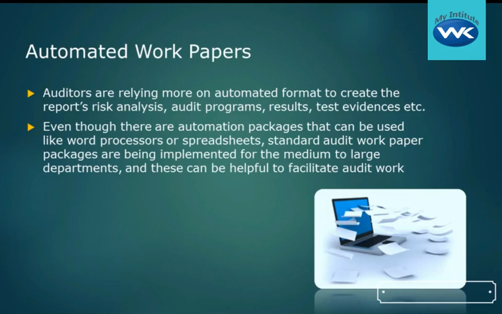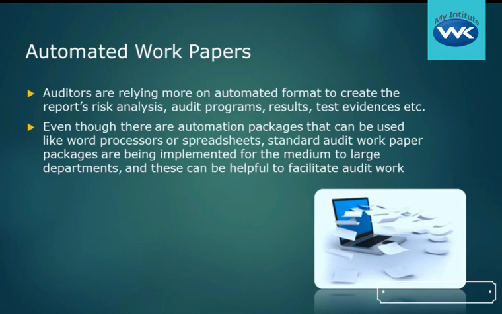Now, more and more, auditors are relying on automation to be able to create the reports, risk analysis, audit programs, the results, testing evidence, etc., things that we've talked about. And it's especially true when you think about the vast amount of information that an auditor probably has to go through. We need this kind of automated format to be able to help. Just remember, don't solely rely on the automation. The results of those should still be checked for factual correctness to make sure that it basically is getting the right information for you and producing quality evidence.